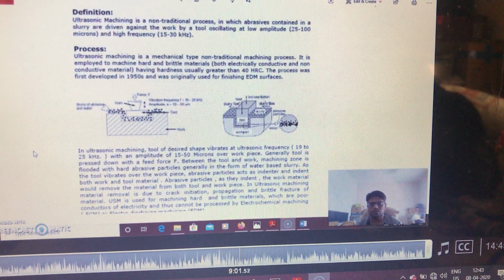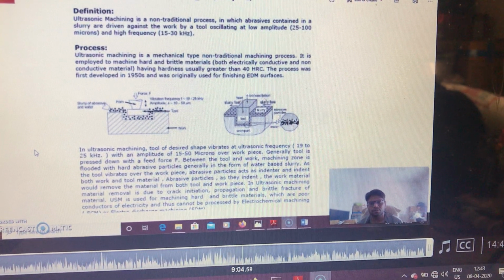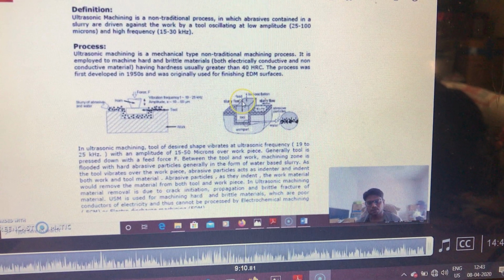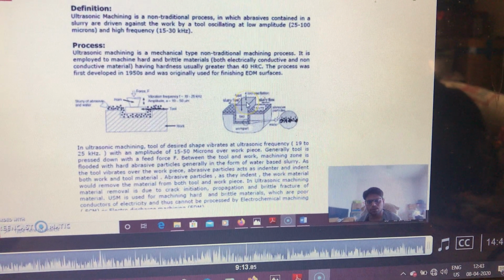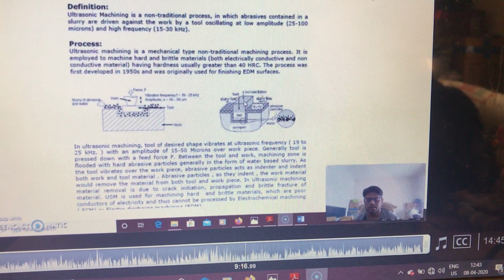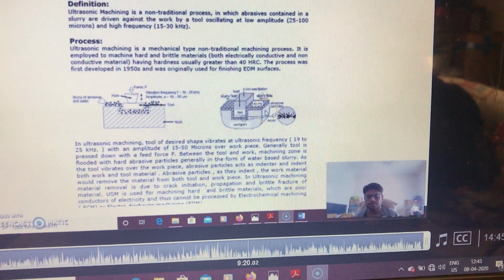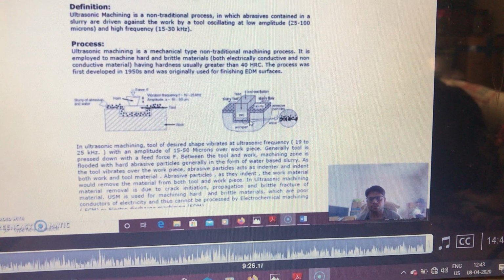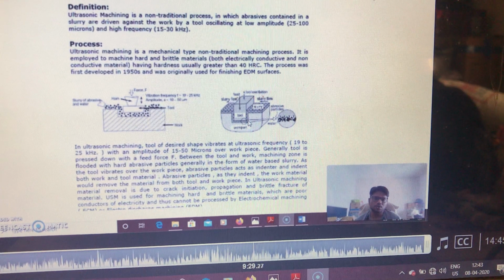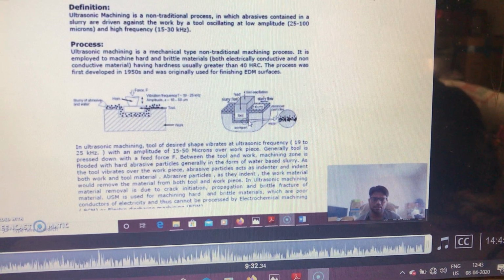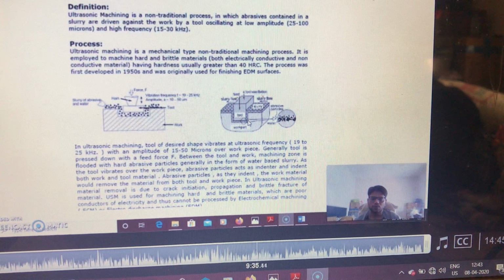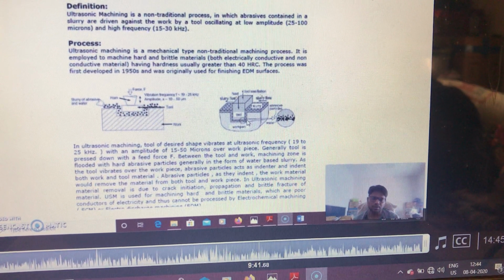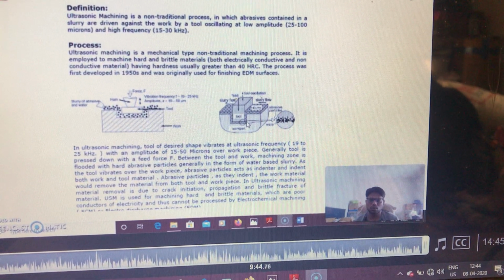In the second figure you can see a cross section. Here we have the tool, workpiece, and slurry flow. The tool is moving in both directions, upward and downward, because it is oscillating in the vertical direction. The same shape is created. Suppose you want to create a hole of 100 mm. Initially you have to prepare the tool with a 100 mm diameter. Now if your shape changes, the machine is the same, but you have to change the tool.